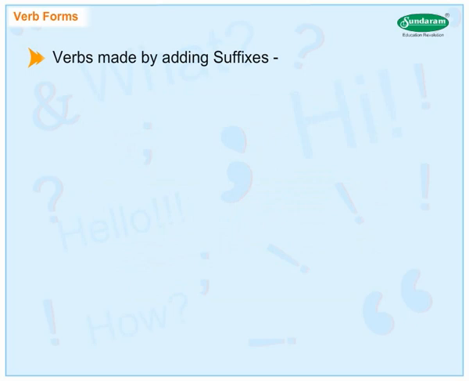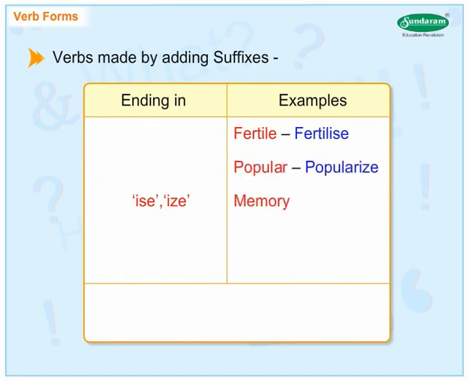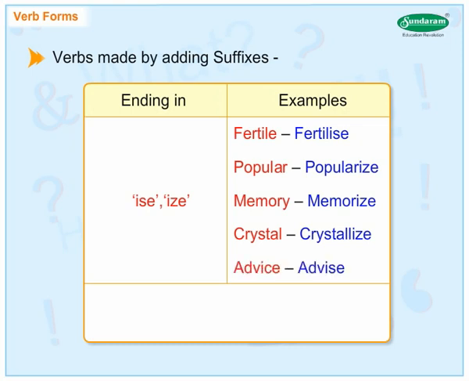Verbs made by adding suffixes. Ending in ise or ize. Examples: fertile, fertilize. Popular, popularize. Memory, memorize. Crystal, crystallize. Advice, advise.